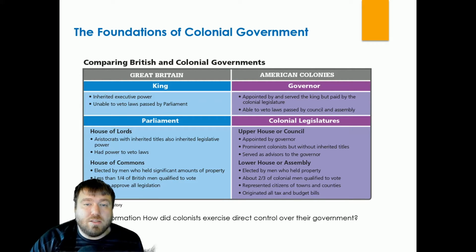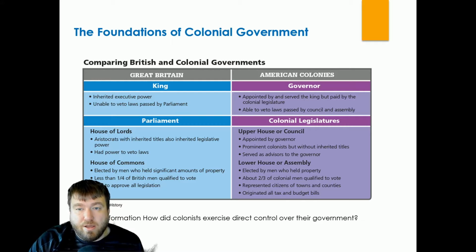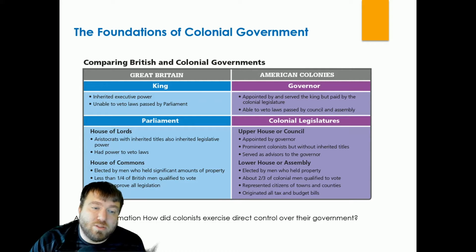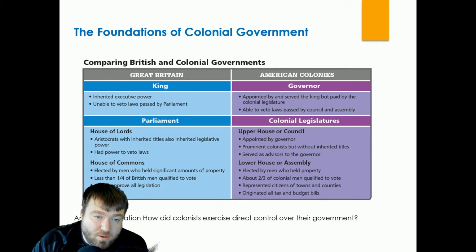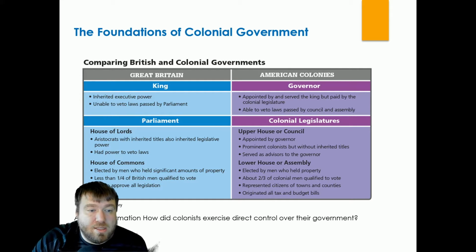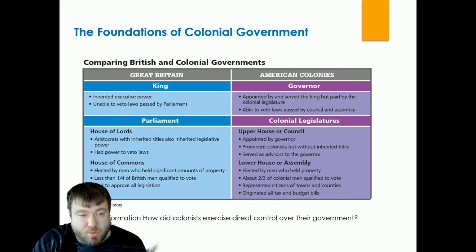Okay, here's a chart that shows the difference between the two governments. So in Great Britain, the king inherited that executive power and was unable to veto laws passed by Parliament. In Parliament, the House of Lords were aristocrats with inherited titles, and they also inherited legislative power. So if your father was in the House of Lords and you were his firstborn son, you were going to serve in the House of Lords. And they had the power to veto laws.